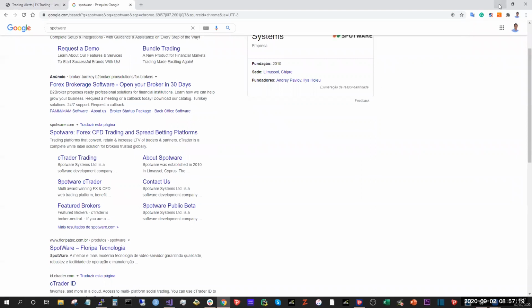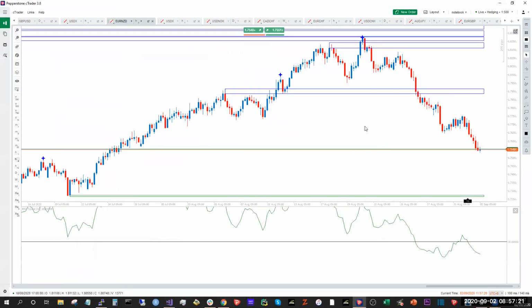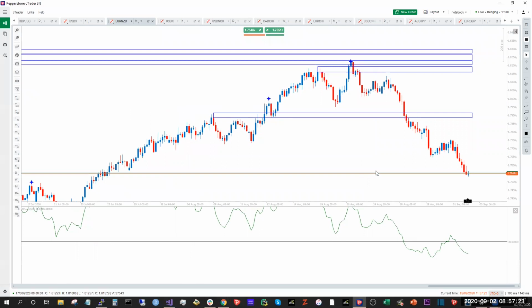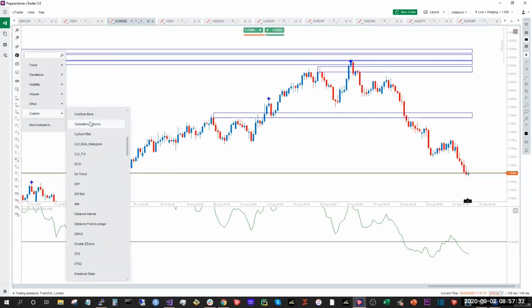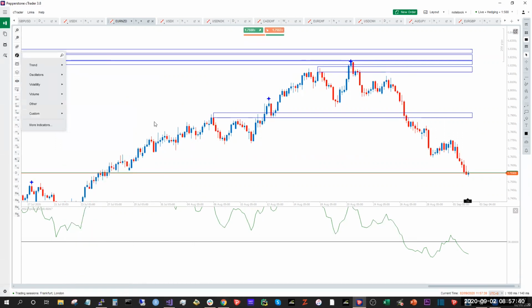The supply and demand indicator for cTrader is much more complete than the one for TradingView. Can you see this custom section? All these indicators are ones that I wrote, and it's going to be a pleasure to share all of them with you. Okay, my friends?